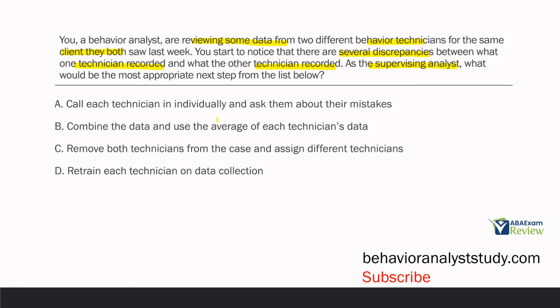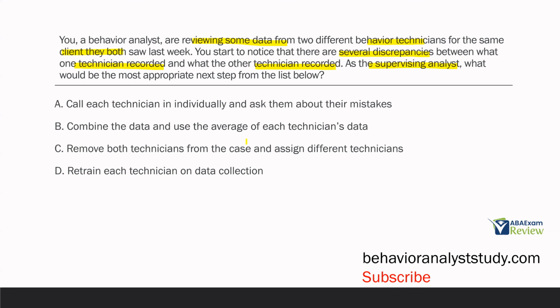A, call each technician in individually and ask them about their mistakes. Well, as far as supervision and training goes, we're jumping way ahead here to just call them in and ask them about mistakes. Maybe they didn't make mistakes. Maybe the way you trained them was different for each technician and they were doing what you said to do. So A makes too many assumptions about these mistakes.